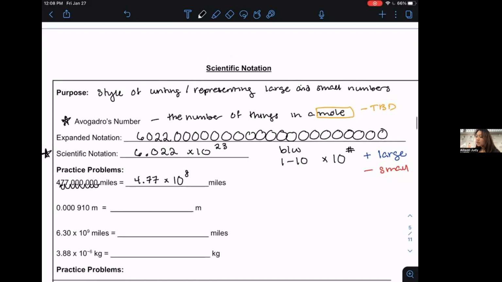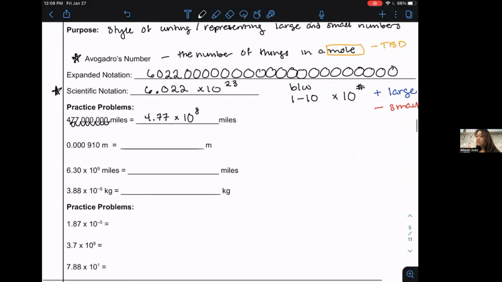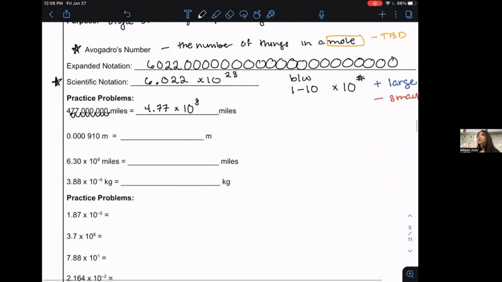So go ahead and do the following two sets of practice problems and be prepared to share your answer. I'll give you about 1 minute. What's the next one in scientific notation, going from expanded to scientific?